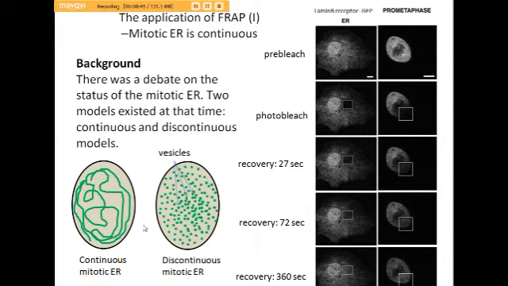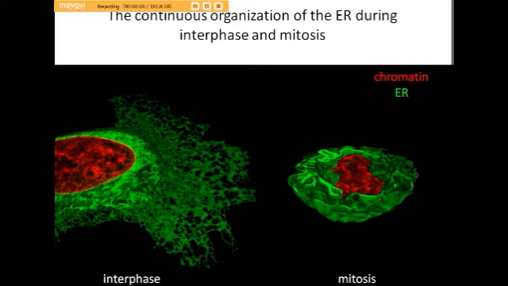If there were vesicles, the vesicle diffusion would be much slower than two-dimensional diffusion of membrane protein along continuous ER membrane. So if mitotic ER were numerous vesicles, we would not have this fast kinetics of FRAP. The continuity of mitotic ER was later directly shown by advanced optical imaging techniques. This was done several years ago by me.